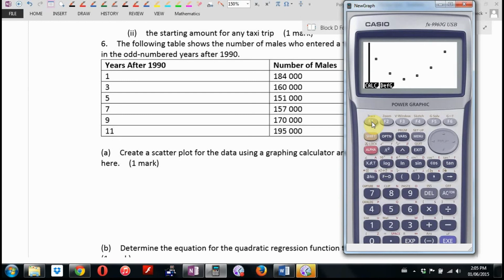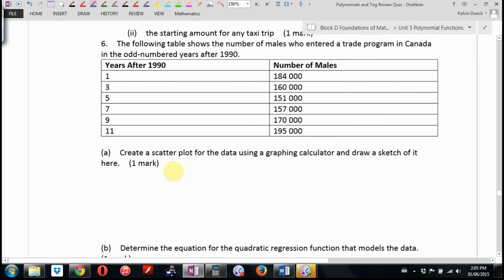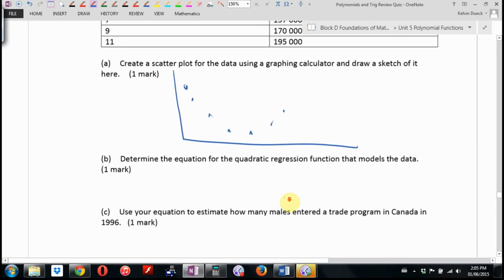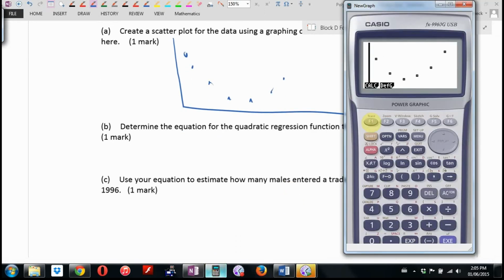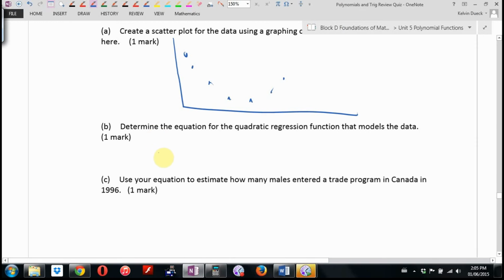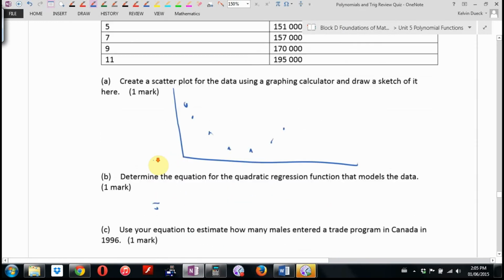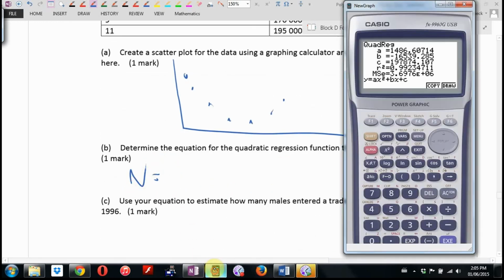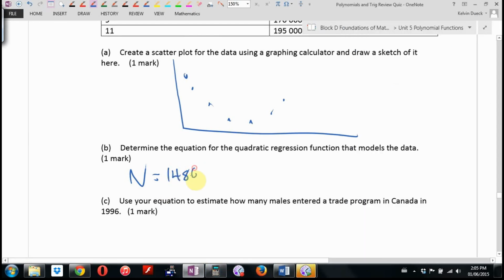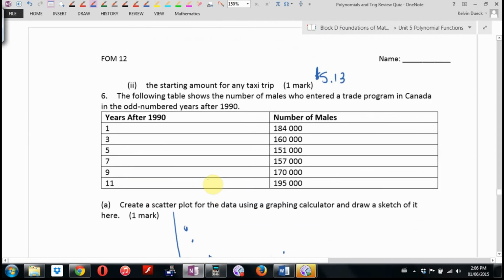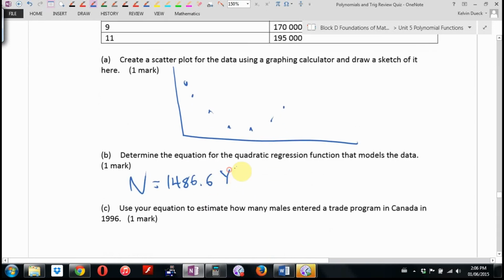Hey, that does look parabolic or quadratic. So it says create a scatter plot. Something like that. Find the quadratic regression equation. Calc, quadratic. It's going to be equals, instead of y, I'm going to use n for number of males. N equals 1486.6. Instead of x, I'm going to use y for years squared.